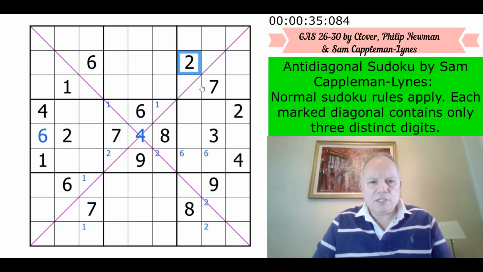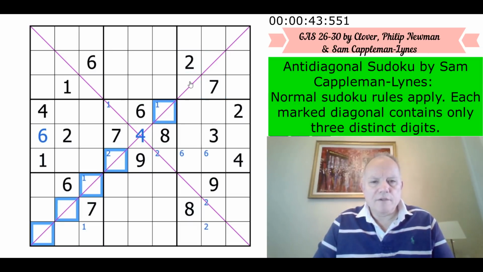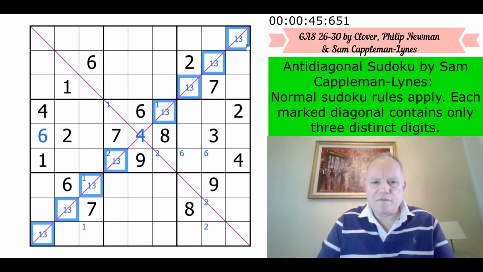Now, what digits can't be on this diagonal? 2, 7, 6, 8, and 9. So this diagonal only uses 1, 3, 4, and 5 as its possible digits.